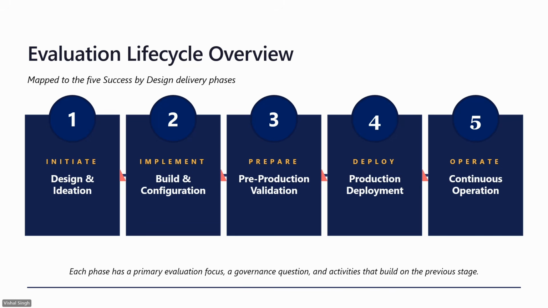The next stage is stage 2, which is the build and configuration under the implementation phase of success by design, where we ask: are we measuring the right things the right way? Don't wait until the build is done. Build your offline test set early and rerun it on every significant change. Prompt, model, tool, grounding data, make it a red team and fairness checks from day one.